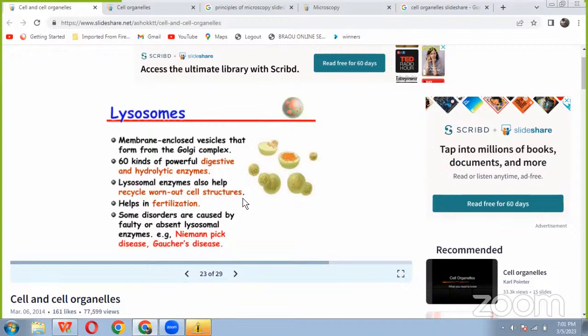Lysosome. What is the importance of the lysosome? They contain powerful digestive and hydrolytic enzymes. Lysosomal enzymes also help recycle outer cell structures. It helps in fertilization. Some disorders are caused by the absence of lysosomal enzymes.